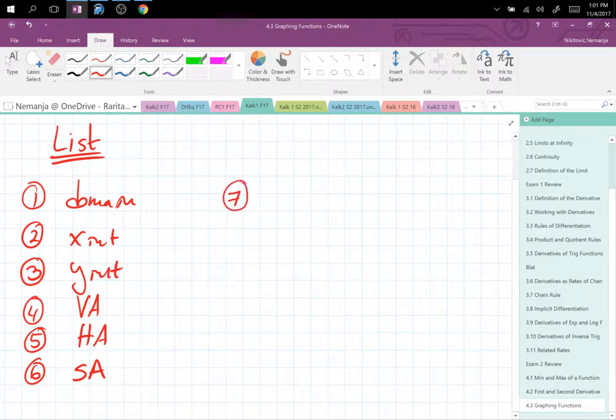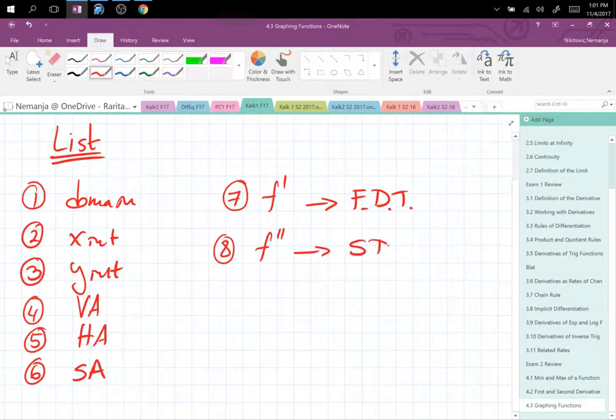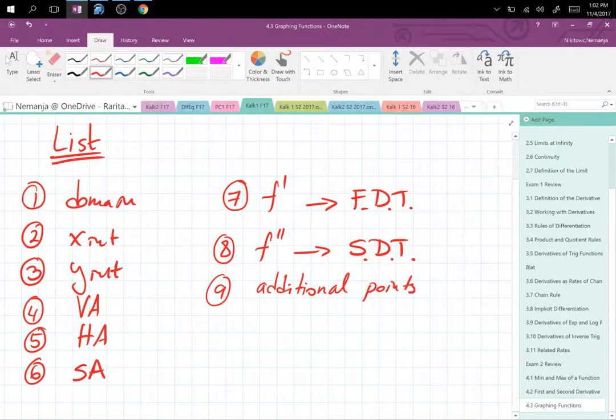Number 7, we need f prime, which leads into the first derivative test. Number 8, f double prime, which leads into the second derivative test. And then I'll say number 9, additional points. And number 10, finally, graph.